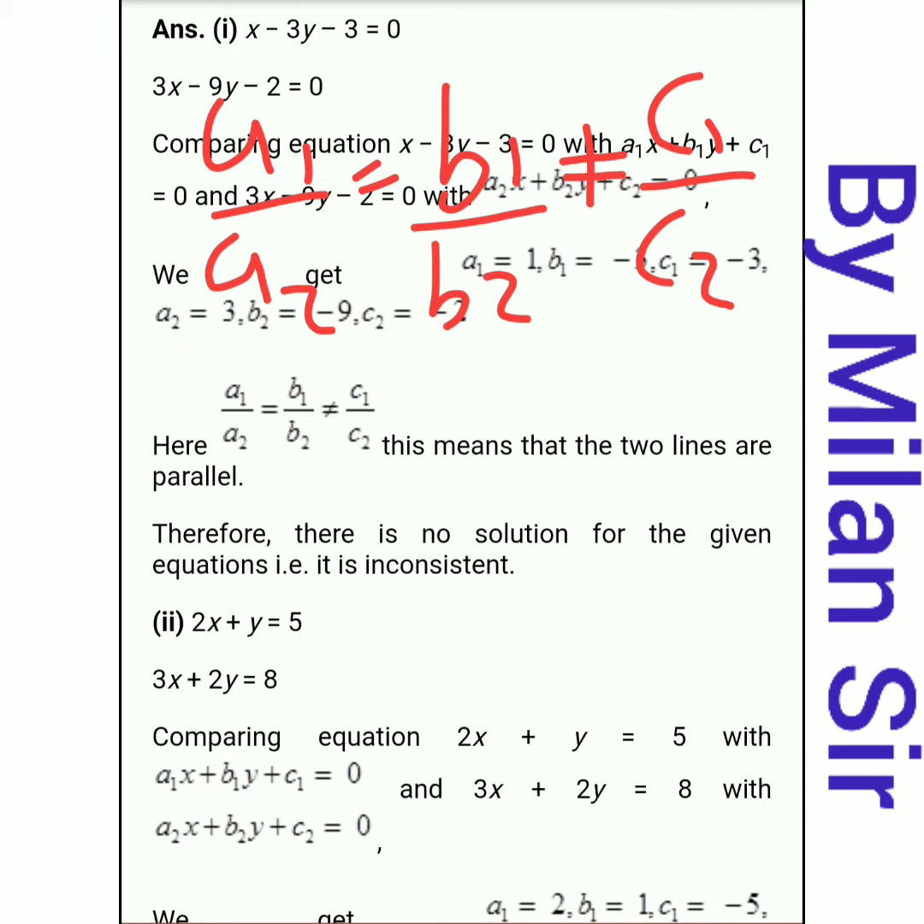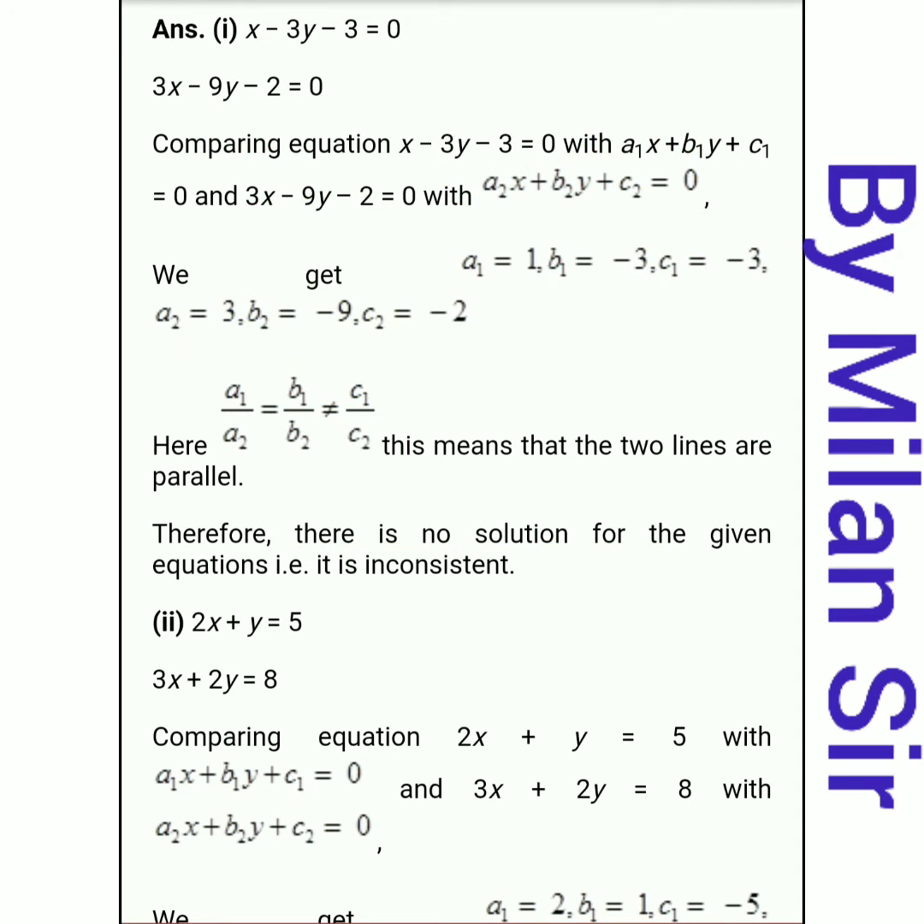This is the condition of parallel lines, right? We already learned this in the theory part. In parallel lines there is no solution. This is the condition of no solution. Therefore there is no solution for the given equations. That means it is inconsistent. So here we do not need to find the solution because no solution is our answer. Okay, then question number 2.